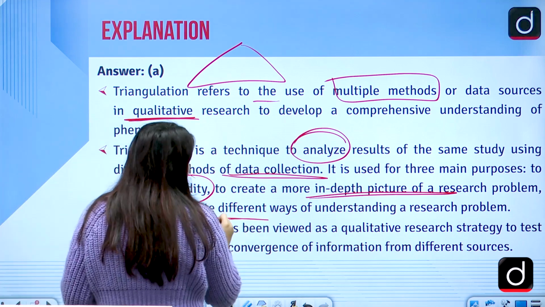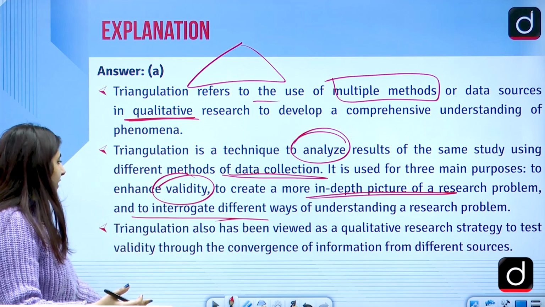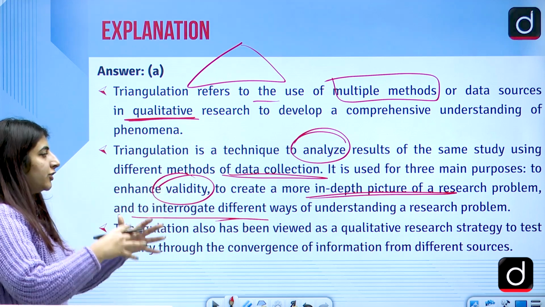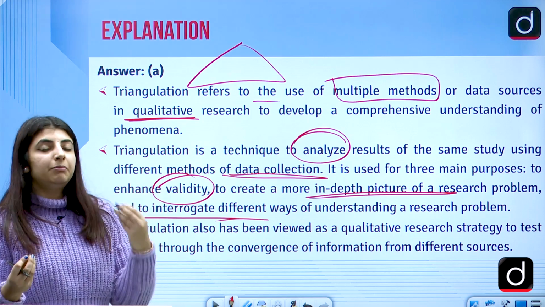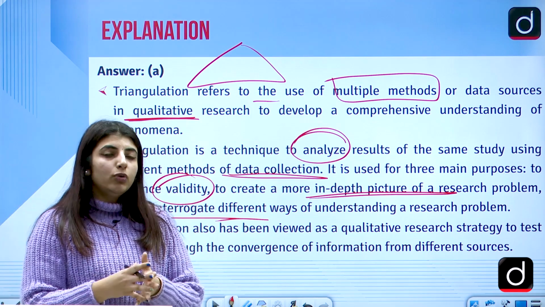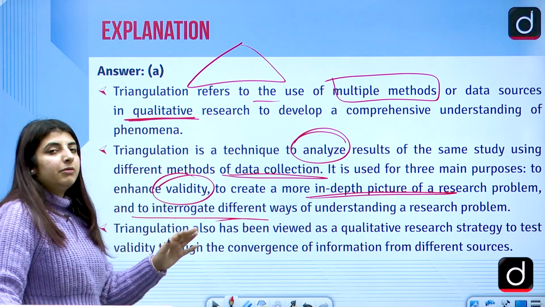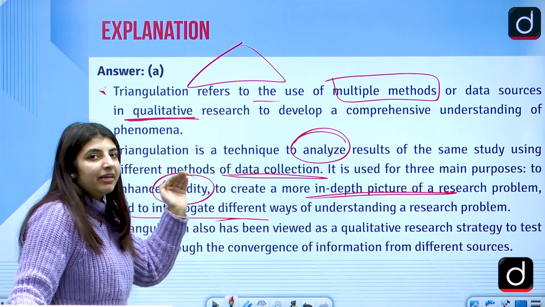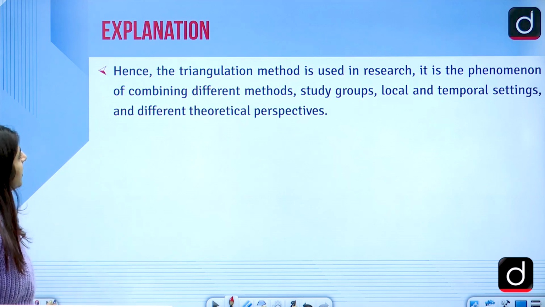Also, to interrogate different ways of understanding a research problem, as I told you, the interpretations may vary. Right, to test the validity through the convergence of information from different sources. So multiple methods, multiple people will be there, right, all of you will be dealing in the multiplicity of data, multiplicity of sources, multiplicity of even the examination or the analysis part, correct. Hence it is known as triangulation.